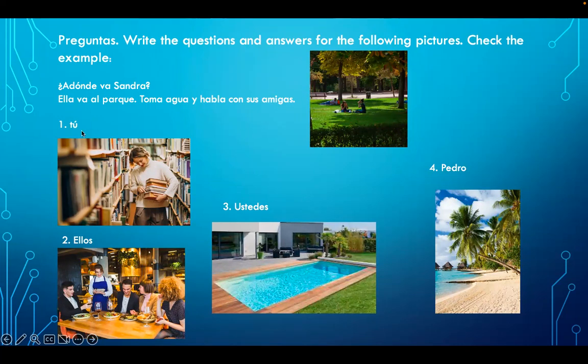Okay, so we have other pictures. So you have to ask the question for number one, number two, ellos, tres, ustedes, and four, Pedro. When you are done, write the answers in the comments. And then maybe somebody else is going to answer also your questions and your replies. So, okay. Pause the video and answer.